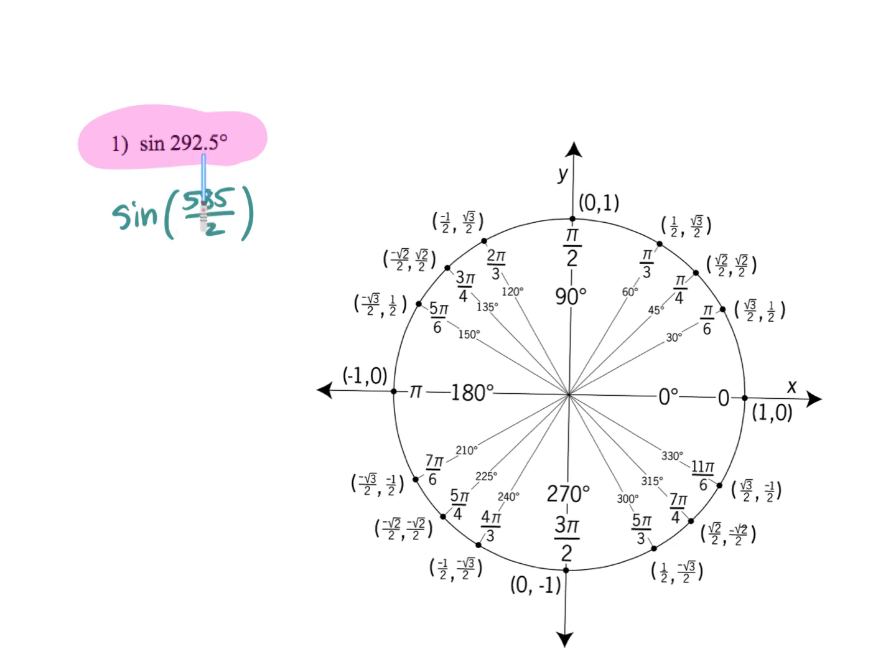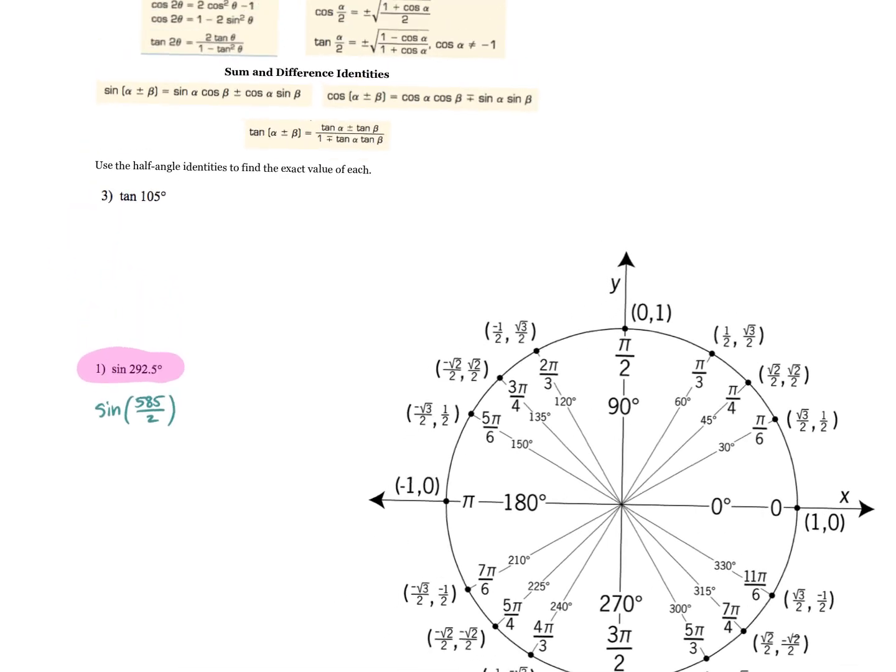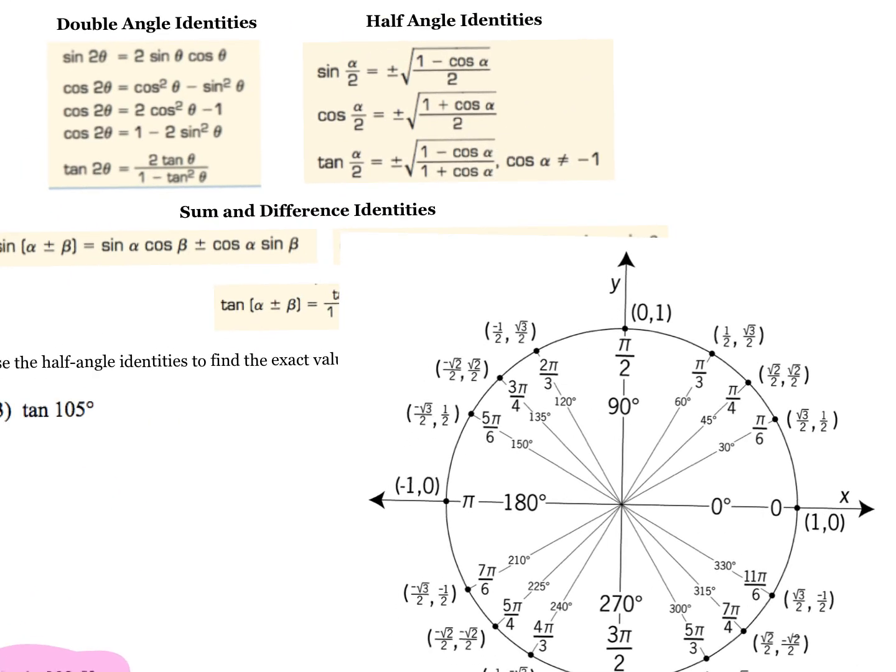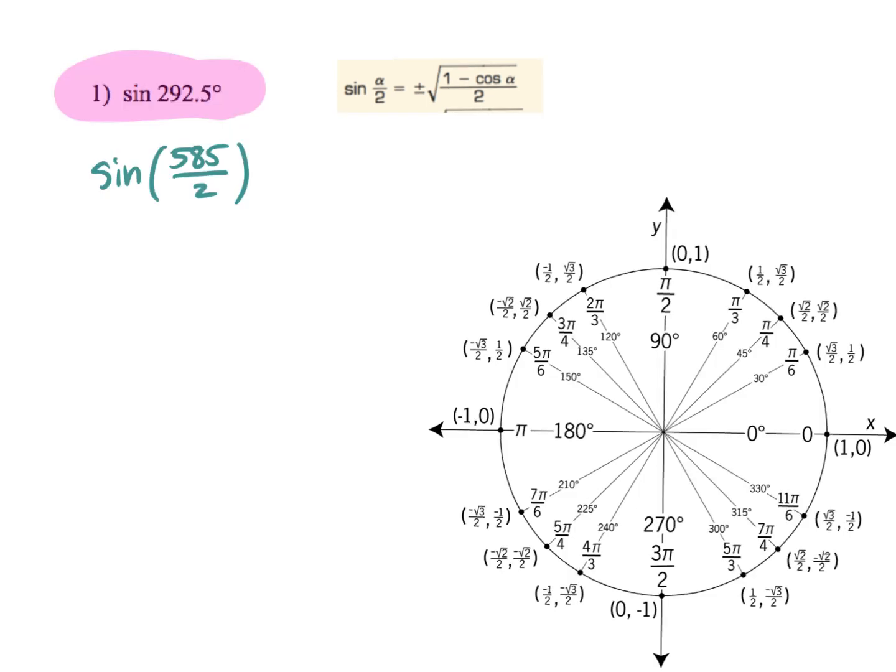Yeah. Okay, so let's take a peek at this formula. It's saying, I'm going to grab it down here. Is 585 on my unit circle? It's not. 360 is, like we did last year.